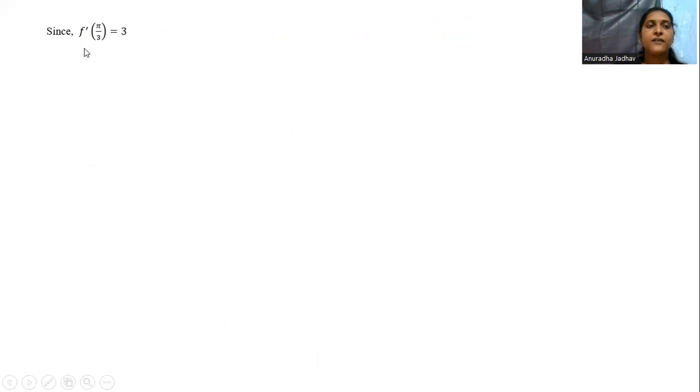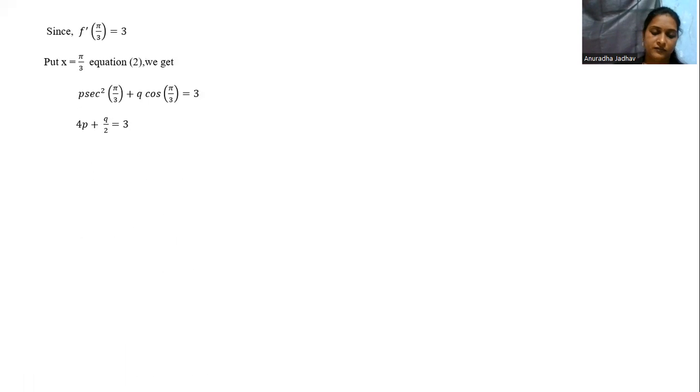And last, use the condition f dash of pi by 3 is equal to 3. Put x is equal to pi by 3 in equation 2. We get p sec square pi by 3 plus q cos of pi by 3 is equal to 3. Here sec square of 60 degree plus cos of 60 degree is equal to 3. 4 into p, sec 60 is 2, square of 2 is 4, therefore here it is 4p, plus q into cos of 60 is 1 by 2, that is q by 2 is equal to 3. Multiply throughout the equation by 2, that is 8p plus q is equal to 6. Say equation 4.